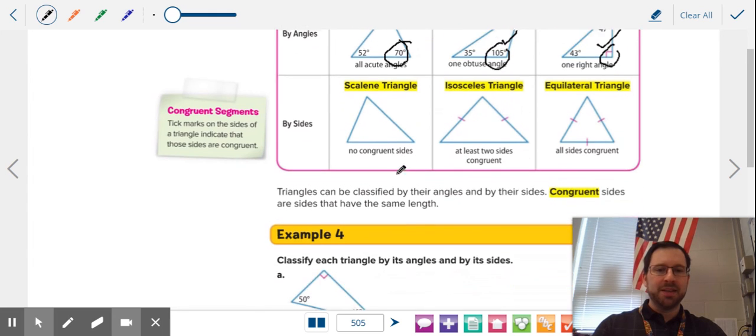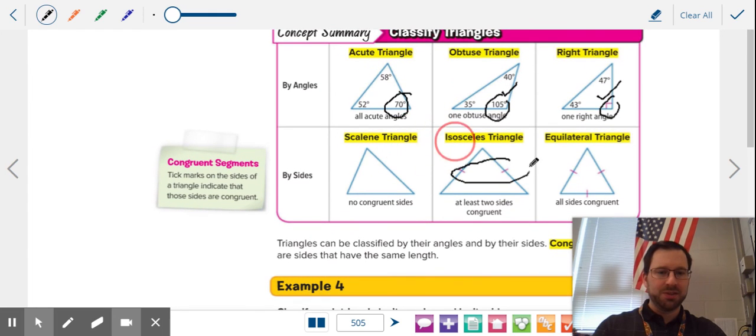Now, by the sides: scalene, none of the sides are the same. Isosceles, two of the sides are the same, that's what these little tick marks mean. And equilateral, all the sides are the same.